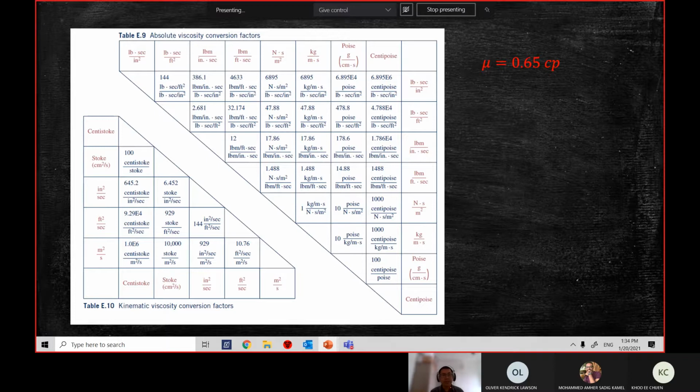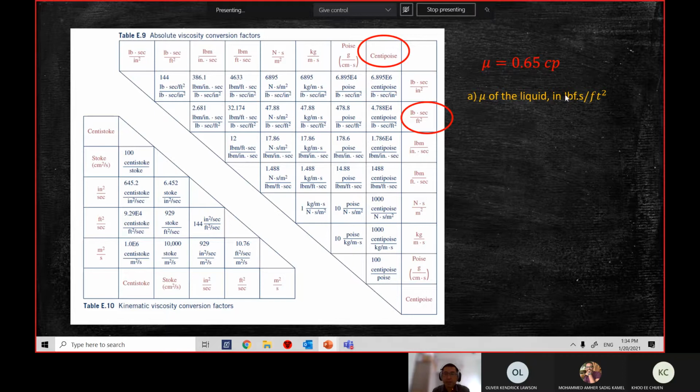On the screen here, you will see table E9 on the left hand side, and the question asks us to solve for viscosity equal to 0.65 cP, centipoise, and on the diagram here you will see centipoise. So we need to convert to pounds-second over feet squared. It's quite direct how to use this table. You go and find the related information, in this one centipoise, and then you go to pound second over feet square.